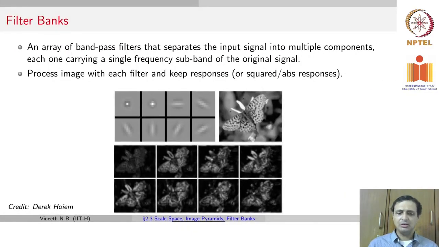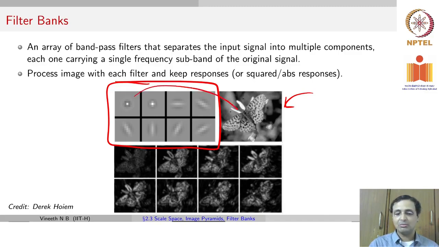Here is a visual illustration. So you process an image with different filters. So you see here 8 different filters that you can come up with. This is your input image. So you convolve each filter with the image, and these are responses that you get when you convolve each of those filters with the input image. As you can see, each of these outputs capture different aspects of the texture or the content in that butterfly, and they all put together give you a sense of what is the texture in the image.